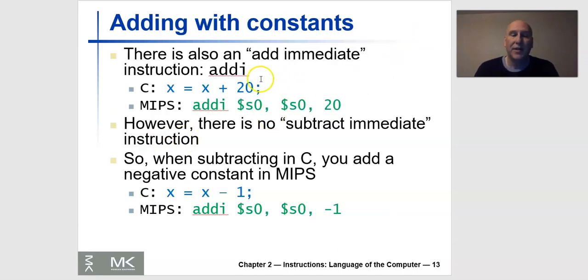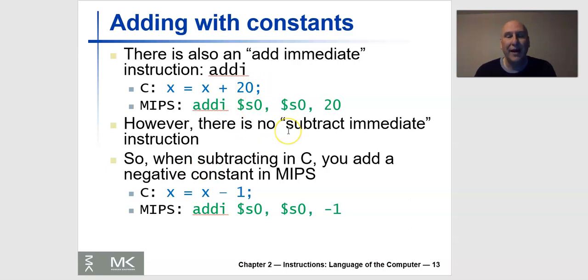If you're going to add a constant number like this, x equals x plus 20, well, then you have to do addi. Now, your destination comes first. That's x. We're assuming x gets S0. So S0 is your destination. It also happens to be a source since it's x plus 20, and then you put the constant number on the end, and there is the addi instruction. addi S0, destination, S0 also happens to be the source, and 20.